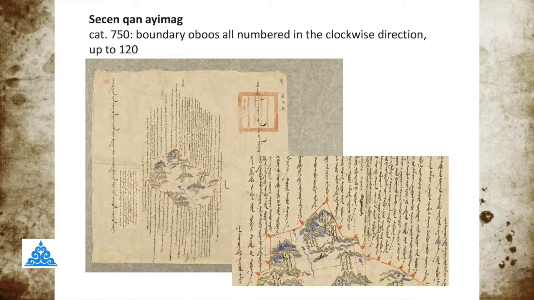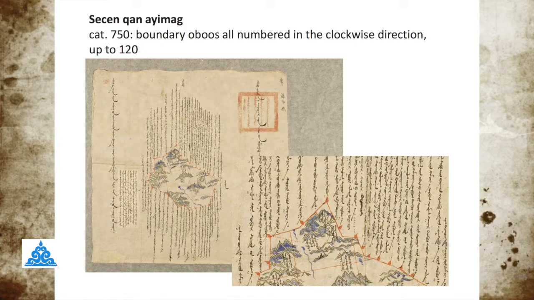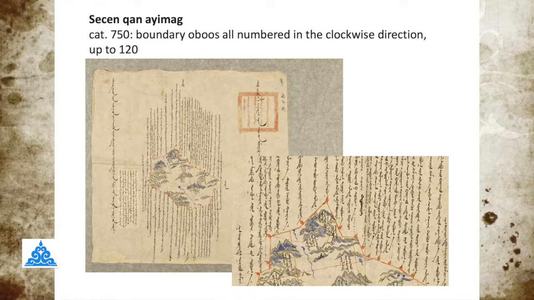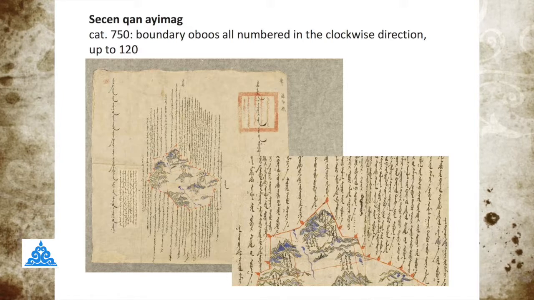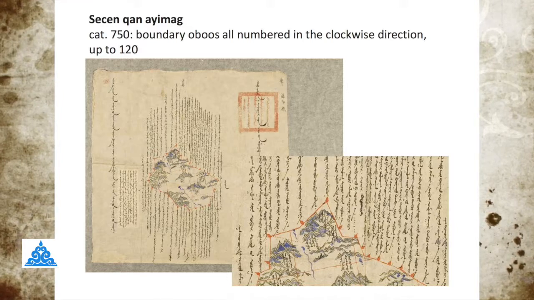and also by lines, black dotted line or a continuous red or black line connecting the different boundary ovoos. The most remarkable maps with boundary ovoos are that of the banners of Tushet Khan and Setsen Khan in Outer Mongolia. And in Setsen Khan Aimak, all the boundary ovoos are numbered from 1 to sometimes 100 or more. Some maps have more than 100 ovoos. And they are numbered starting from the bottom or from the left in the clockwise direction.